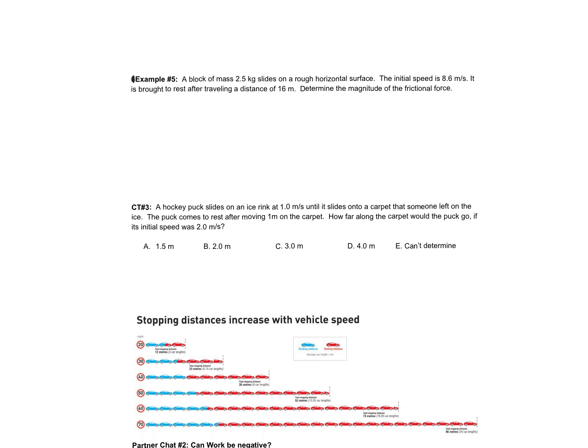So we have a block of mass 2.5 kilograms. It's sliding along a rough horizontal surface. The initial speed is 8.6 meters per second. It's brought to rest after a distance of 16 meters. We want to determine the magnitude of the frictional force.